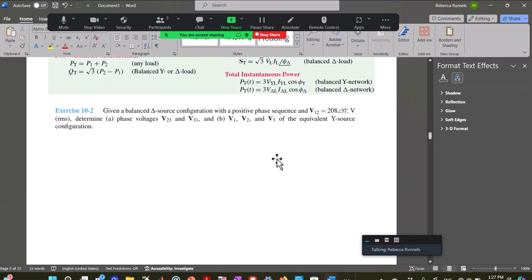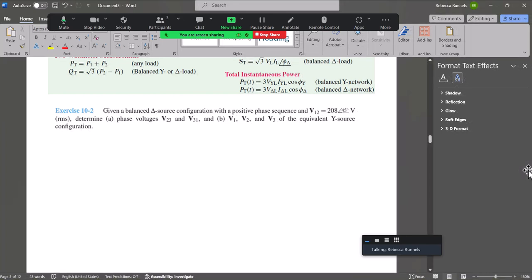But so for example, right here, this first problem, we are given a balanced delta source configuration with a positive phase sequence, and V12 is 208 angle 45 degrees volts RMS, and we need to determine V23, V31, and then what the equivalent Y source voltages would be.